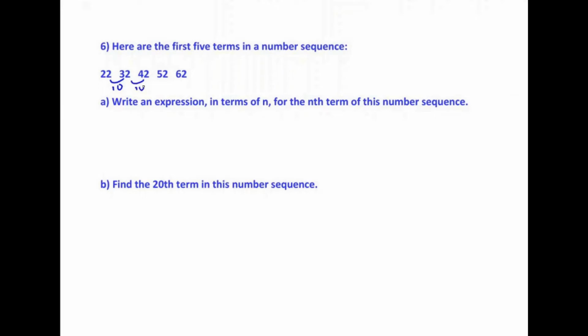32 to 42 is also 10. 42 to 52 is also 10. And 52 to 62 is also 10. So the first part of our expression for the nth term is going to be 10n.